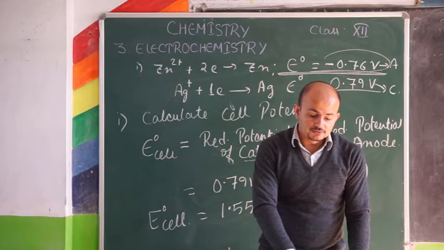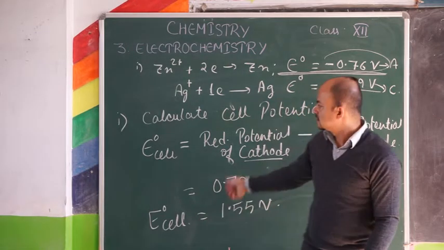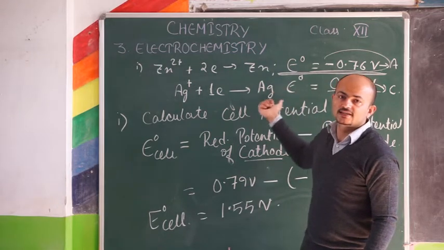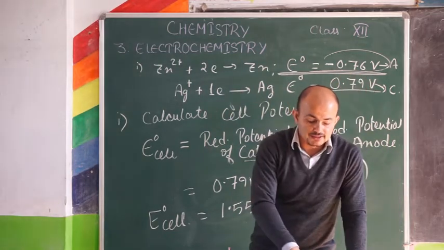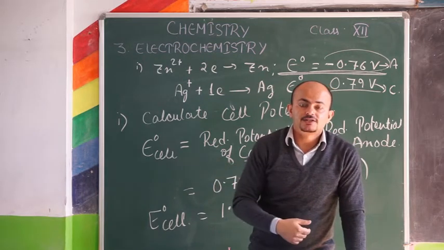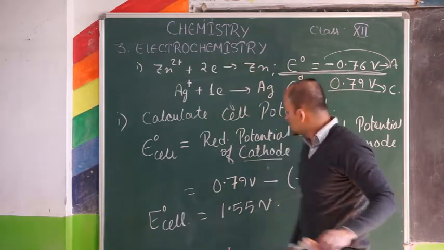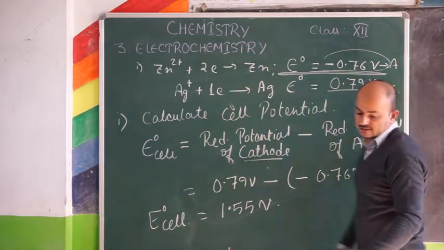And number 2, predicting anode and cathode, that we just now discussed. From these values, we can say which one will be acting as anode and which one will be cathode. The third importance of the electrochemical series is the feasibility of a redox reaction, and this is very important.